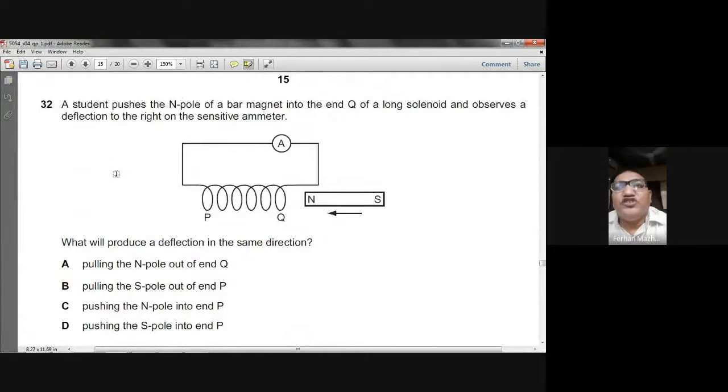A student pushes the north pole of a bar magnet into the end Q of a long solenoid and observes a deflection to the right on the sensitive ammeter. So he is pushing the north pole of that bar magnet into the coil at the end Q, and there is a deflection on the ammeter towards the right.